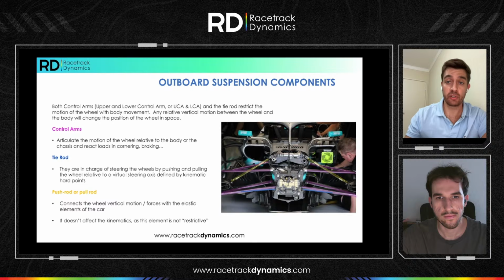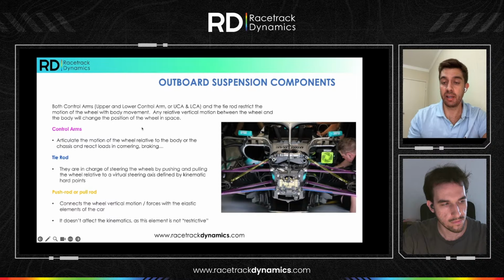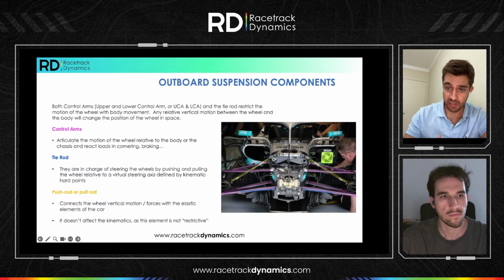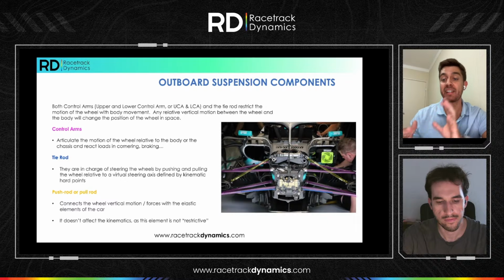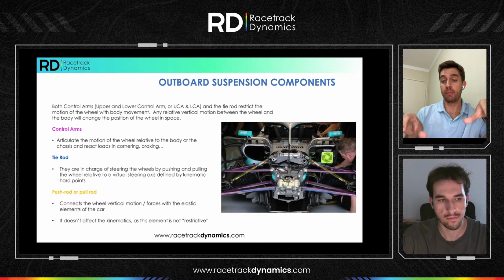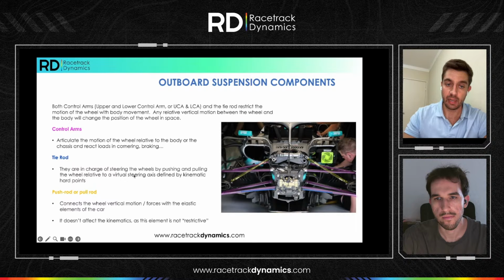So going now into the outboard suspension components, we have control arms, upper control arms and lower control arms, usually abbreviated as UCA and LCA, and the tie rod. They are all restricting the motion of the wheels with body movement. First, we have the control arms in pink here. They are the primary drivers of the articulation of this movement, as we were discussing, and they are also in charge of reacting a lot of the lateral and longitudinal loads that the car will experience during the track. The tie rod is going to dictate as well how this movement of the wheel is going to happen, but it is also in charge of pushing and pulling the wheels to steer the vehicle and to give control.